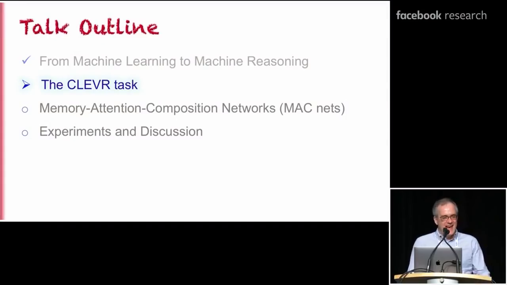Okay, so this is the outline of the rest of my talk. The first part of it explained the desire to move from machine learning to machine reasoning. So I hope you were all convinced by that. Then in this next bit, I'm going to explain a little bit about the CLEVR task, which is what I'll provide experimental results on today. Then there'll be a big main part talking about the model that we're proposing, memory attention composition networks, or MACnets, and then I'll go on and show some experiments and discussions about that.